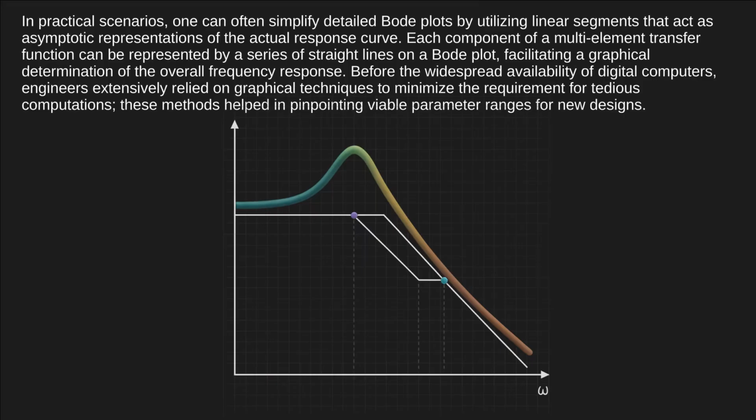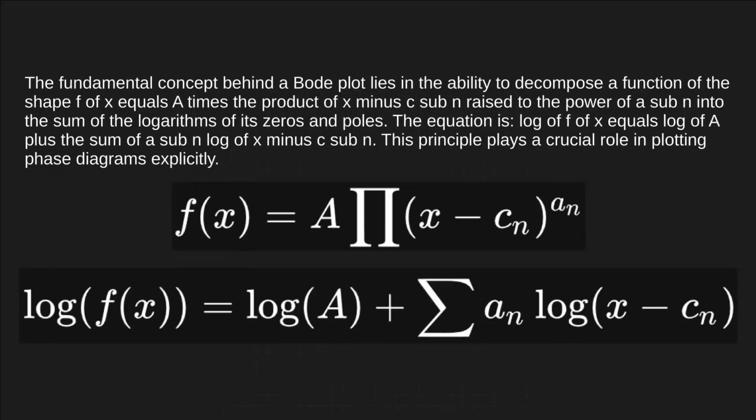The fundamental concept behind a Bode plot lies in the ability to decompose a function of the shape f(x) equals a times the product of (x minus c_n) raised to the power of a_n into the sum of the logarithms of its zeros and poles.